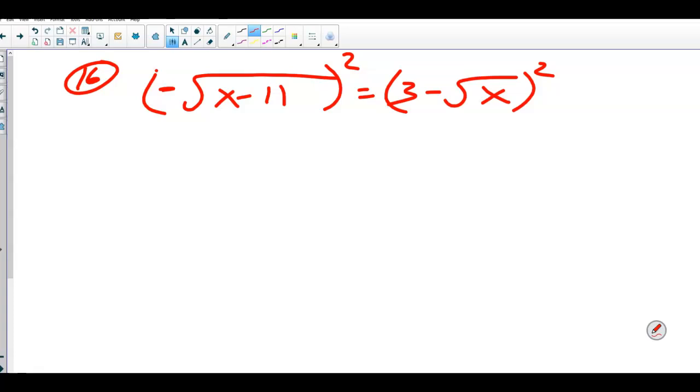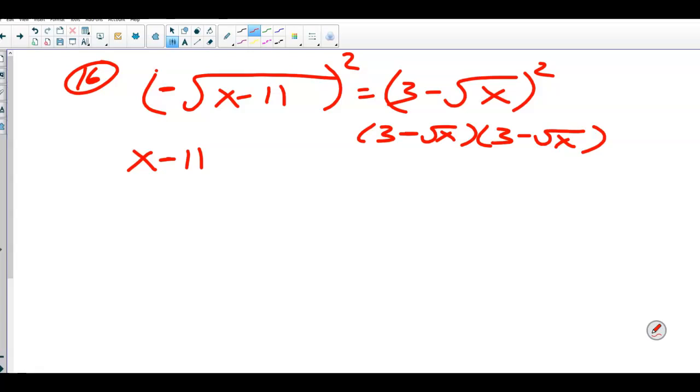Now, from here, negative square root of x minus 11 times negative square root of x minus 11, the negative times the negative becomes positive, the radical disappears, and we're left with x minus 11. Here, we FOIL. Remember, when you square a radical with a plus or minus sign in front of it, you've got to FOIL it out. 3 times 3 is 9. Negative 3x and negative 3 root x, negative 3 root x. The middle term becomes negative 6 root x, and then it's a plus x.